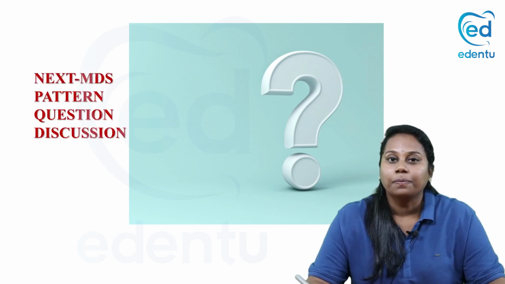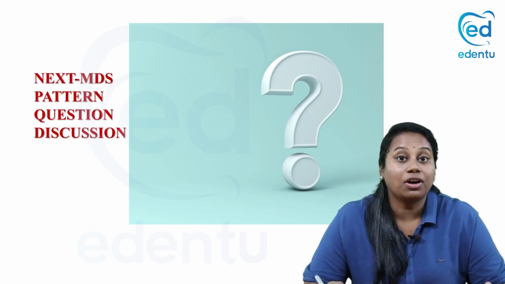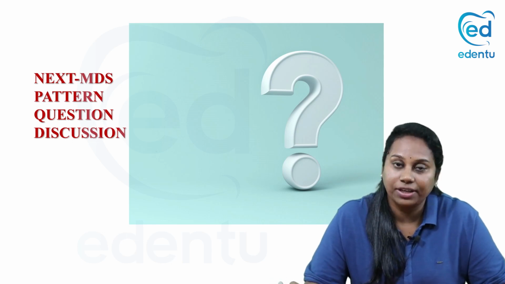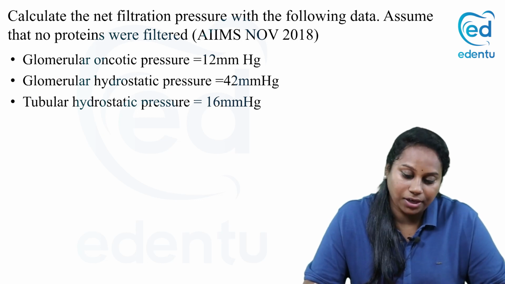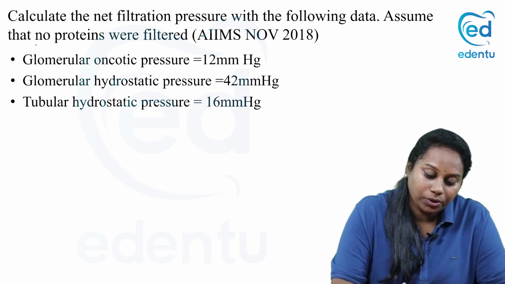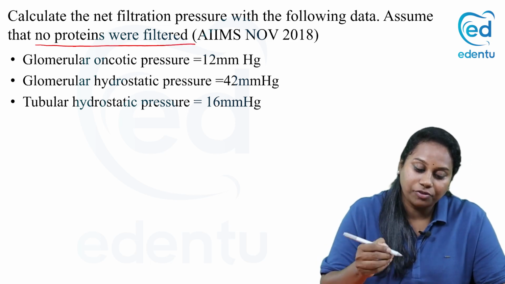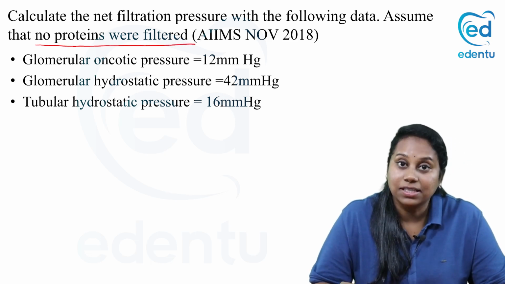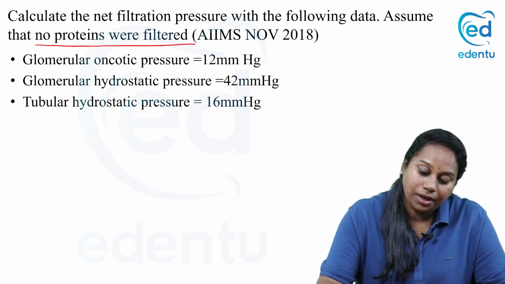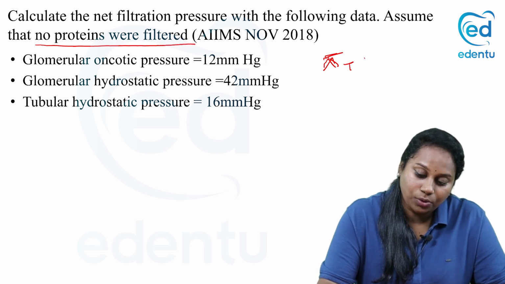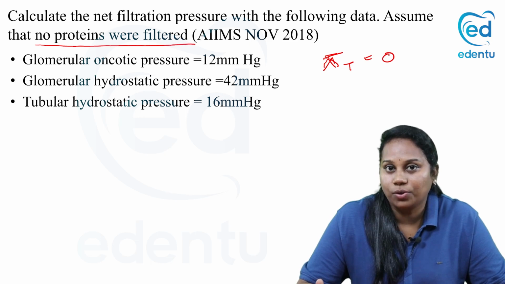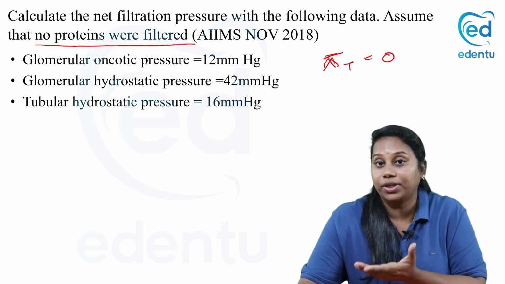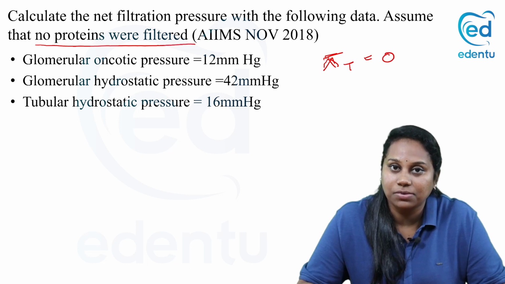Now let's discuss a few questions of the pattern anticipated in your next exams. Calculate net filtration pressure with the following data. Assume that no proteins were filtered. So why is this given here? It's given because they are telling you that pi t value is equal to 0. What do you mean by pi t equal to 0? Proteins are not filtered, so there are no proteins in the tubule. That's why pi t value becomes 0.